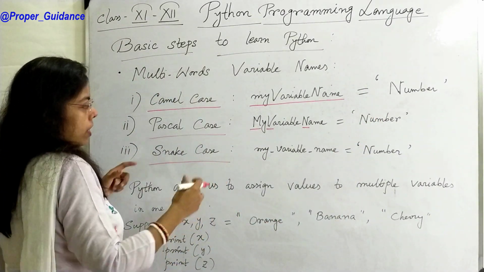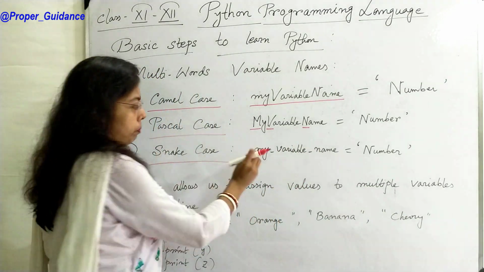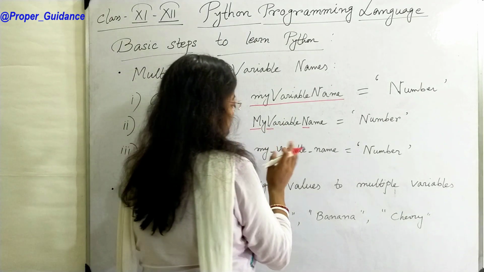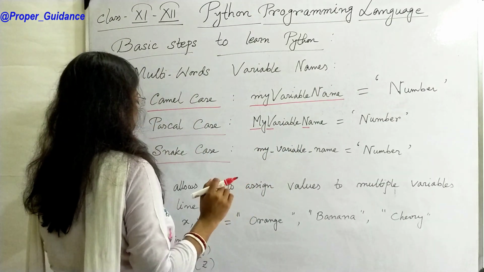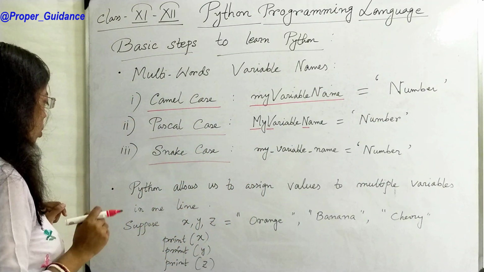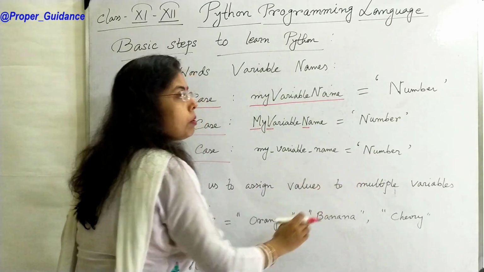Next one, snake case. Here we use underscore and all the letters are in small letters, and there we use the underscore. This is known as snake case. Clear? And one more thing is that Python allows us to assign values to multiple variables.